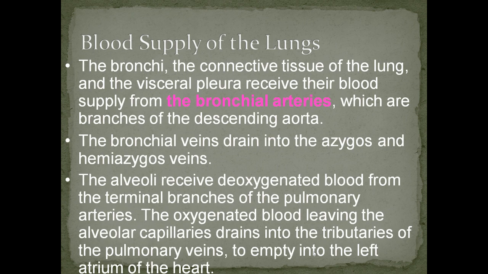Now we will see the blood supply of the lungs. The bronchi, the connective tissue of the lung, and the visceral pleura receive their blood supply from bronchial arteries, which are branches of the descending aorta. Bronchial veins drain into the azygos and hemiazygos veins. Alveoli receive deoxygenated blood from the terminal branches of the pulmonary arteries. The oxygenated blood leaving the alveolar capillaries drains into the tributaries of the pulmonary vein to empty into the left atrium of the heart.